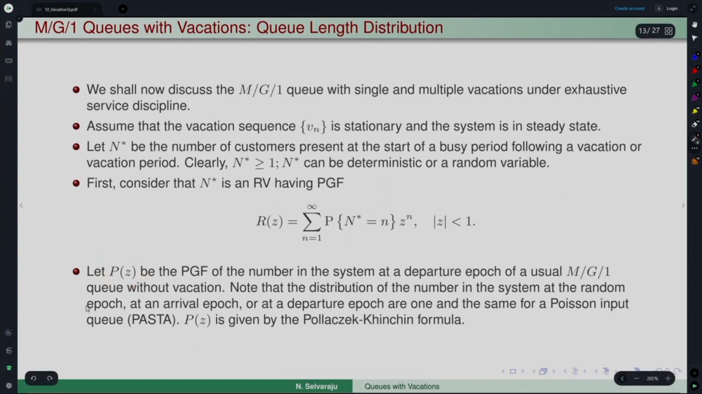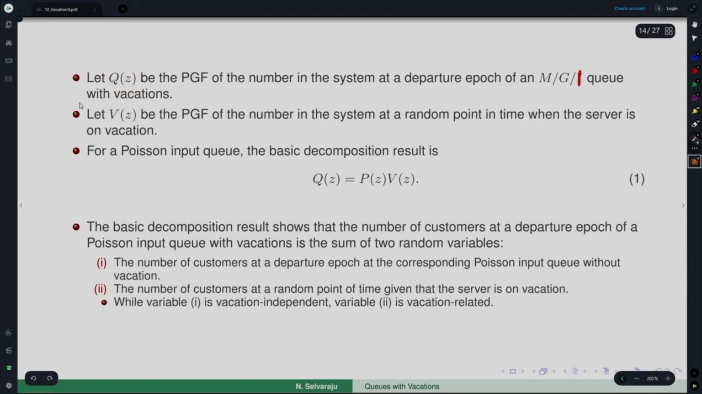So, this P of z is basically the number in the system at the departure epoch. Now, Q of z is the PGF of the number in the system at a departure epoch of an M/G/1 queue with vacation. P of z is without vacation, Q of z is with vacation, and V of z is another one, which is the PGF of the number in the system at a random point in time when the server is on vacation. That number, whatever its distribution, has V of z as its PGF.